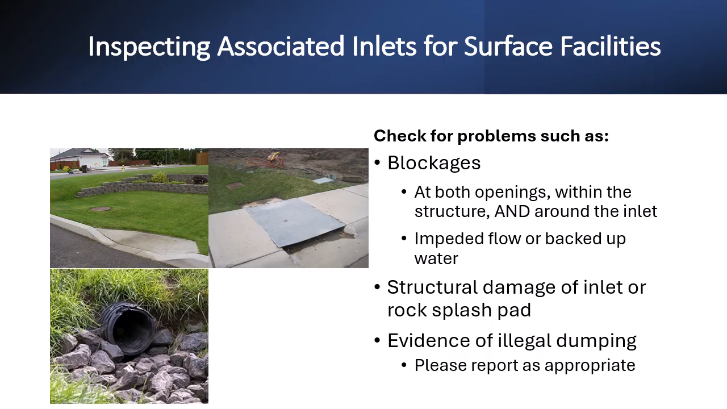If sediment, debris, plant growth, snow, or ice are built up near the inlet in a manner that impedes flow into or out of the inlet, this can also cause a problem, such as backing the water up onto the road. There should also be no structural problems with the inlet. This may include damage, settling, or misalignment that could disrupt its function. The splash pad, if there is one, should also be intact without missing rocks or plant growth.